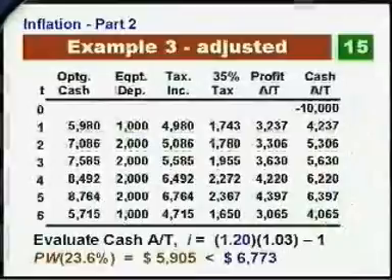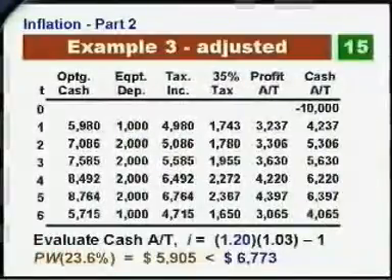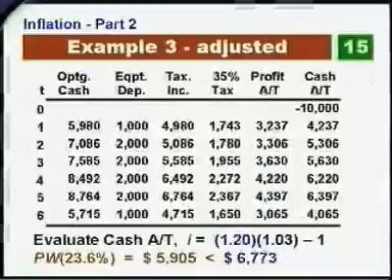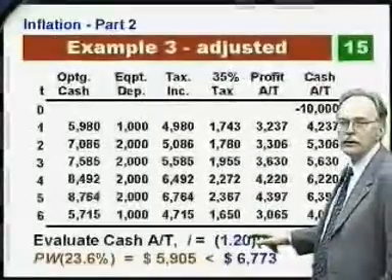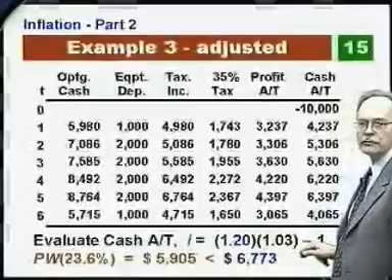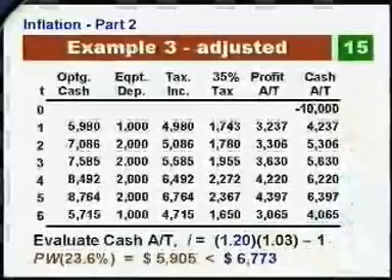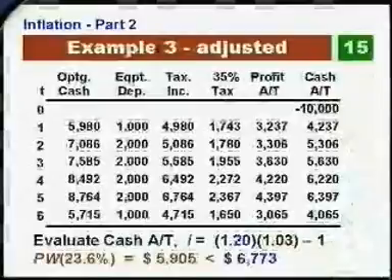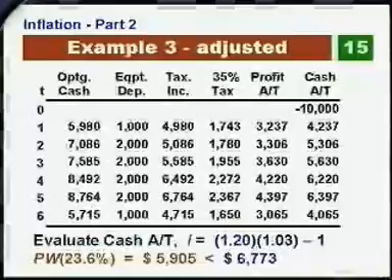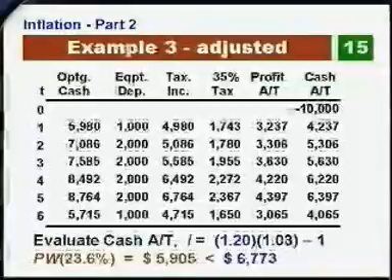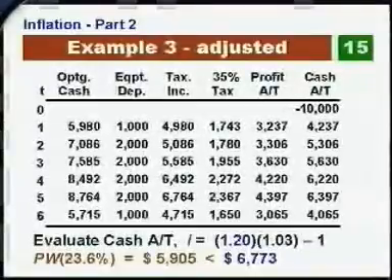Then we would want to evaluate this particular cash flow, and now because we're dealing with actual dollars, we have to use a market interest rate. So if the inflation-free minimum attractive rate of return is 20% for our company, we want to adjust that by the inflation factor of 3% to get a rate of 23.6%. So we'll take the 23.6% minimum attractive rate of return that's appropriate for these adjusted cash flows and compute a present worth of $5,905. If we compare that with the previous value of $6,773, we notice it's lower.